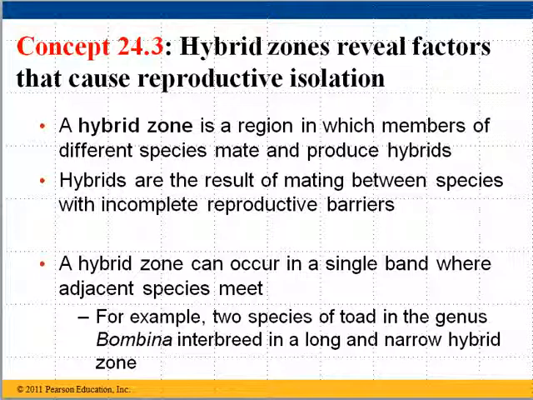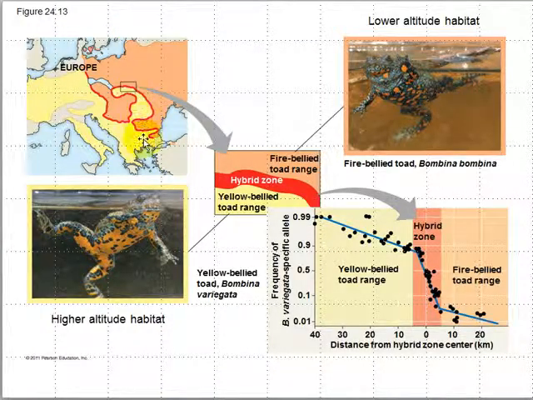A good example they give in the textbook is two species of toad in the genus Bombina that interbreed in a long and narrow hybrid zone. And they show a map of that. This would be in Europe, and where the reddish orange is, that is the lower altitude habitat of the fire-bellied toad, Bombina bombina, and the yellow areas here are the higher altitude habitat of the yellow-bellied toad, Bombina variegata. So these two are separate populations and separate species, but you notice this red line here on the map.